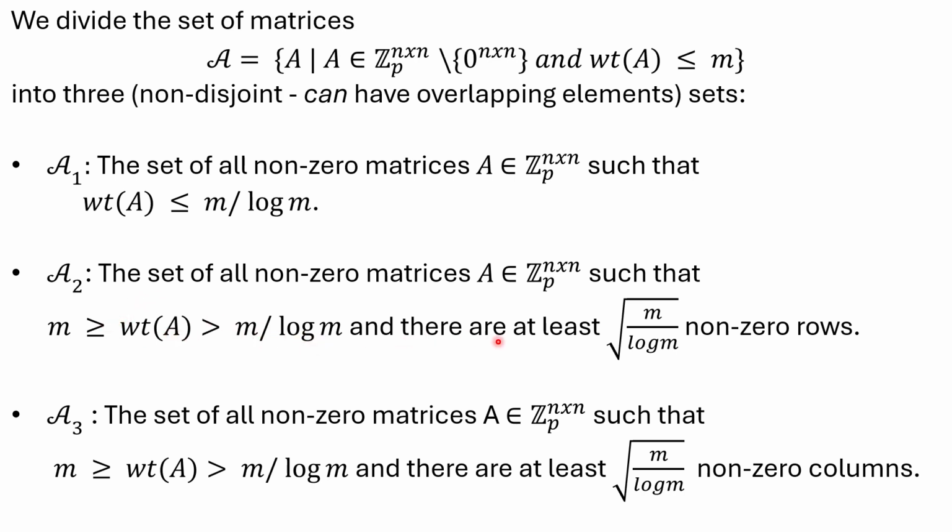And there are at least the root of m divided by log m non-zero rows. A3 will be similar to A2. The only difference is that instead of rows, it will be columns.